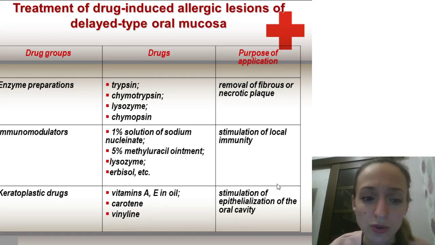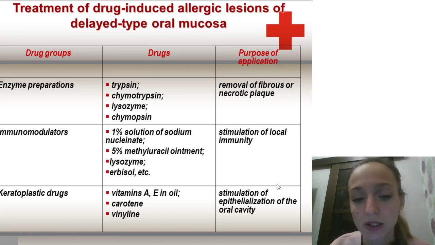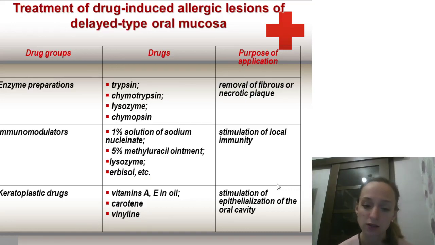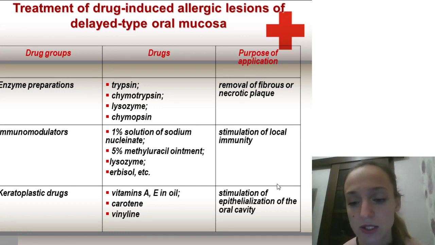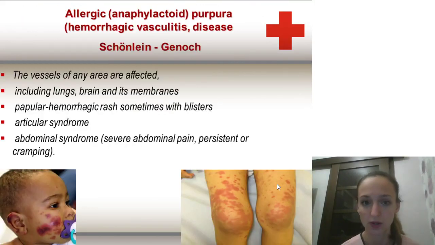Then immunomodulators. It is 1% solution of sodium nucleinate and 5% methyluracil ointment, lysozyme, herbisol, etc. There is stimulation of local immunity. Keratoplastic drugs are vitamins groups A, E, and oil, keratin and vanillin. They stimulate epithelialization of the oral cavity.